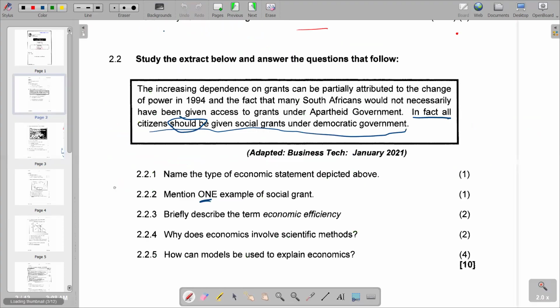Then we go to the next part of our question, which is: why does economics involve scientific methods? It's because it involves the collection of data and predictions about the future. So that's why we have an involvement of scientific methods. That can be one of the reasons we put there. So we go to the answer section and mention that.